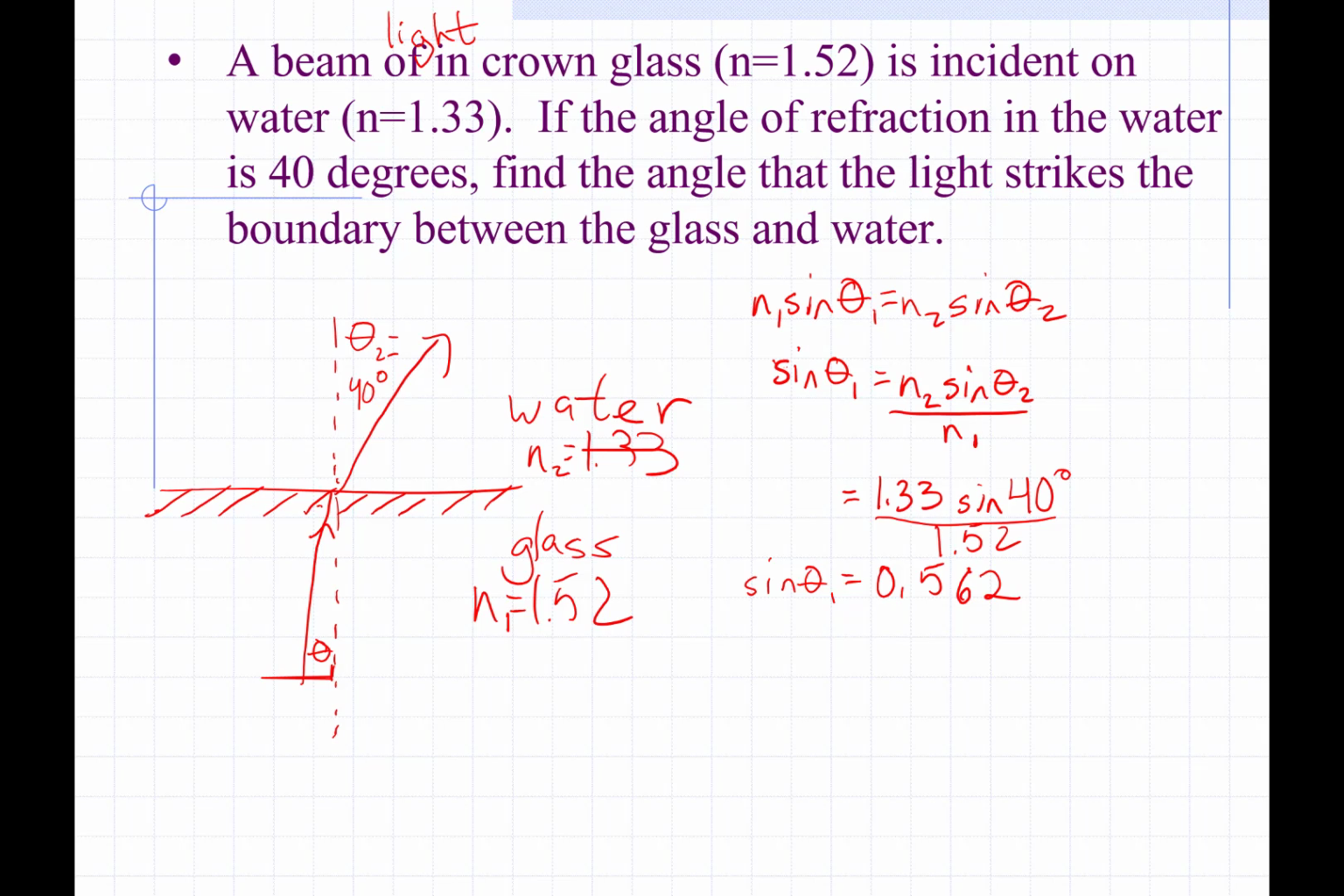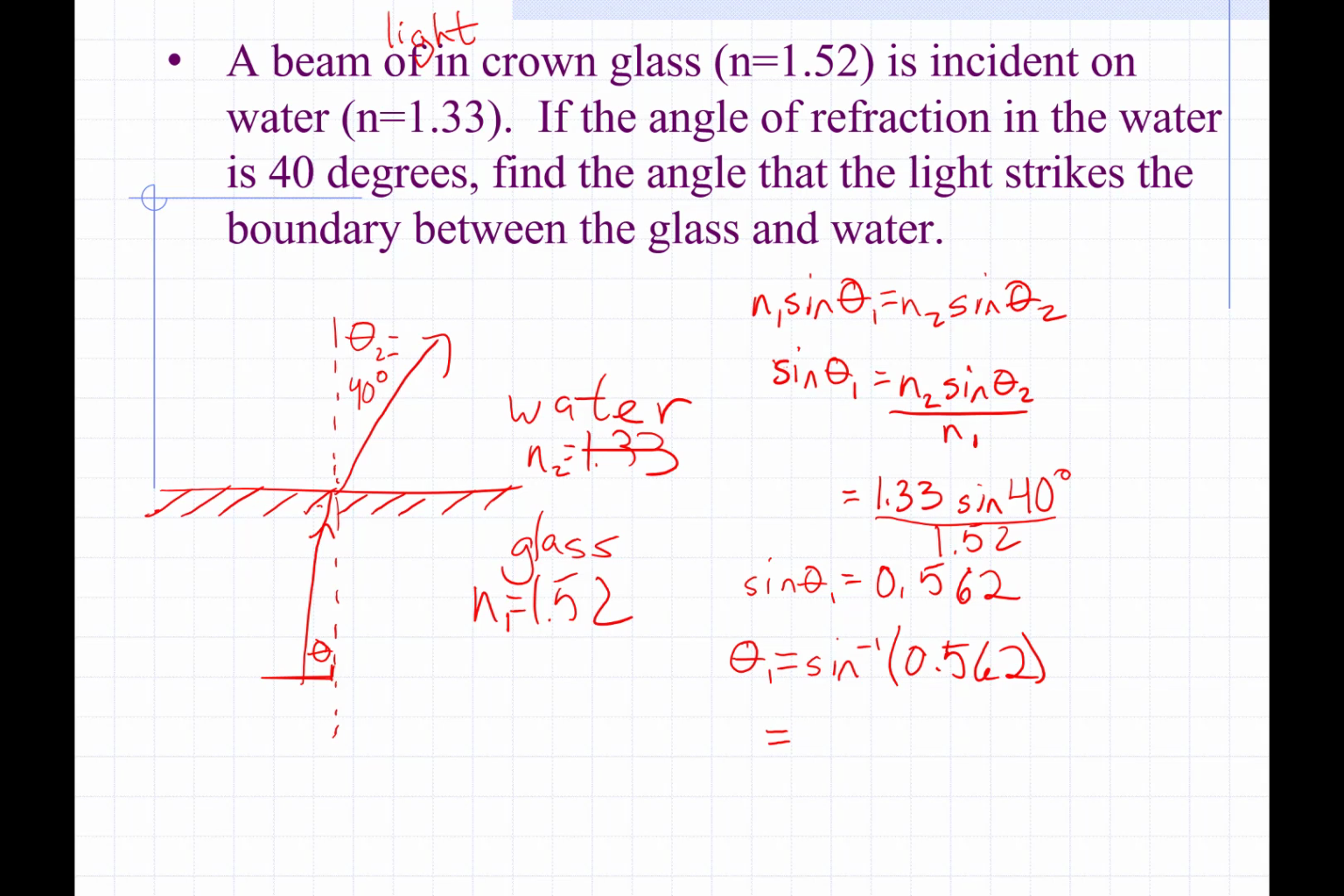Now, we can't just divide out by sine. If we want to solve for the angle here, we have to take the inverse sine. So we're going to get theta 1 equals the inverse sine, sine to the minus 1, of 0.562. So I'm going to do inverse sine on my calculator. That's second sine.